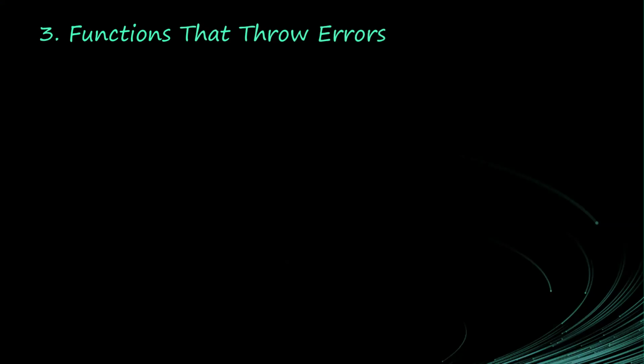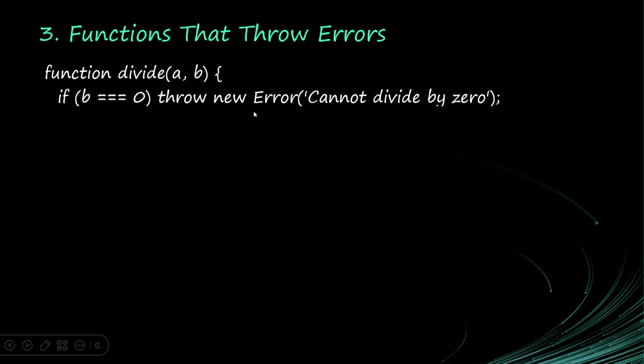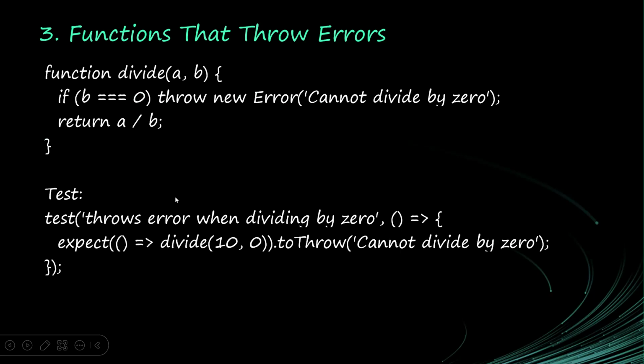We should also test for functions that throw errors. Let's assume now we have a function divide, a function that does division. The first thing we have to do is check, because you cannot divide by 0. If you try to divide by 0, there will be an error, so we have to catch that error beforehand. If b is equal to 0, we throw an error, cannot divide by 0. These are the kind of functions we can test. With the test, we can say expect divide 10 and 0 to throw cannot divide by 0.